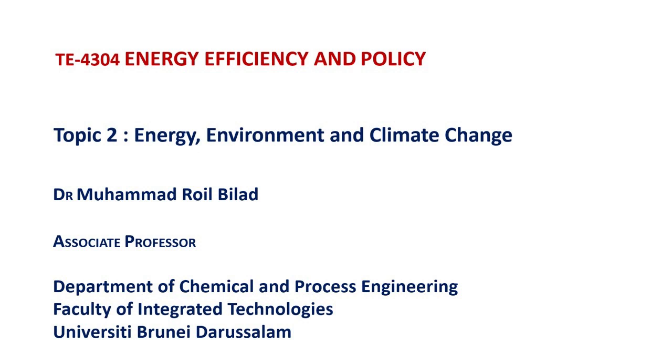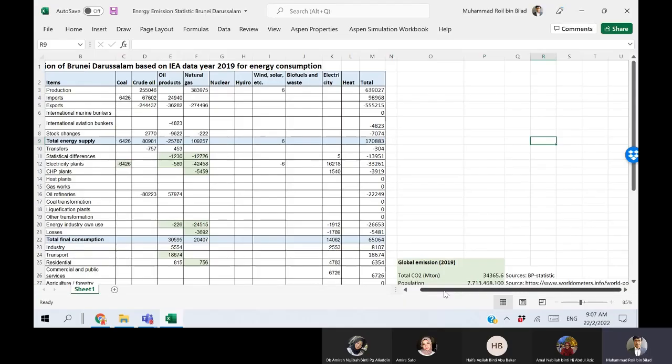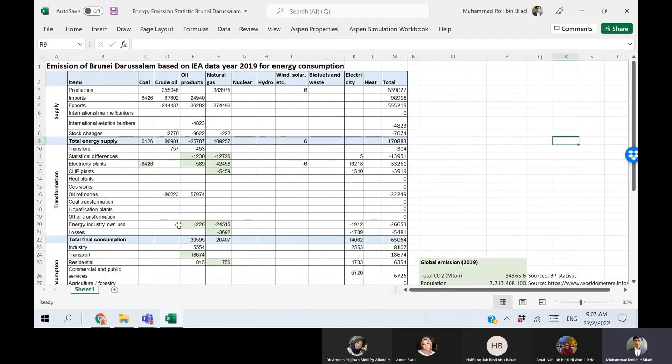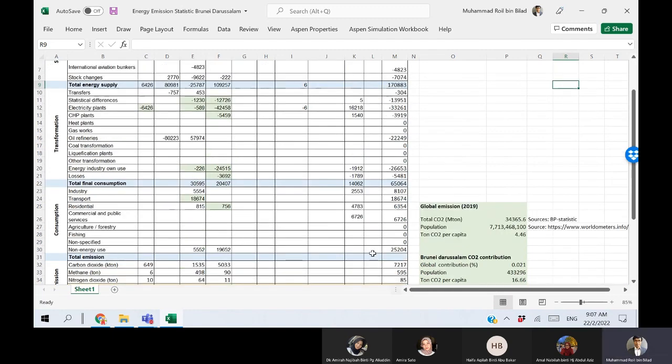You all familiar with Excel, right? Doing calculation. So let's wait a bit. How do you do it? So first of all, you see this table, up until this table.